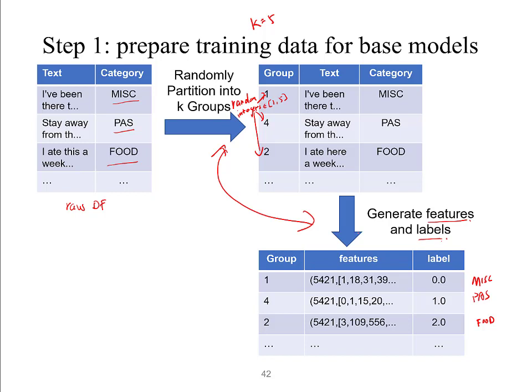In order to generate features, you need to do tokenization first, and then do the count vectorizer. Right. Then you generate the features. So after all this, we convert text to feature vectors. We convert category to labels, and we add a random integer as a group ID to each and every row. All right.